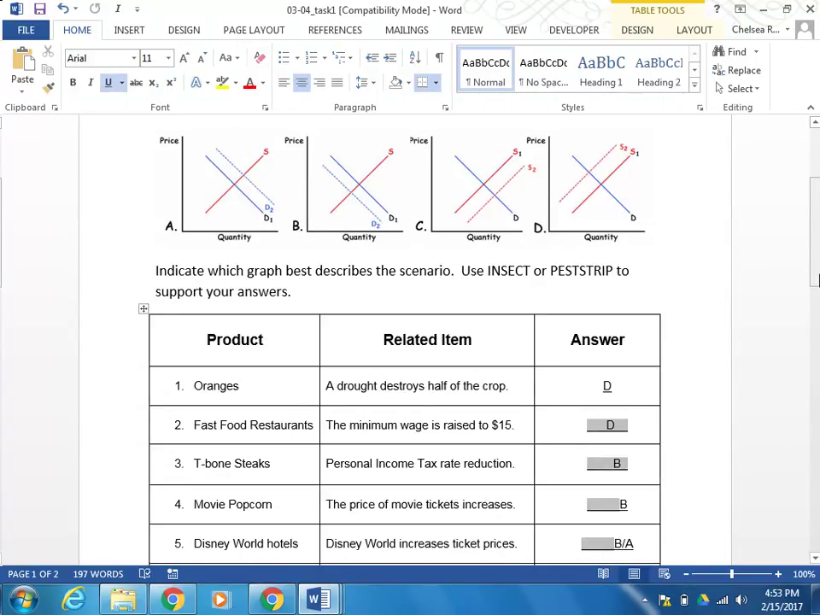Okay, Pepsi, the price of cola increases, so what's going to happen to the demand for Pepsi? It's going to increase because it's going to be cheaper than Coke, and people are going to just be fine with it instead of paying more money for Coke.